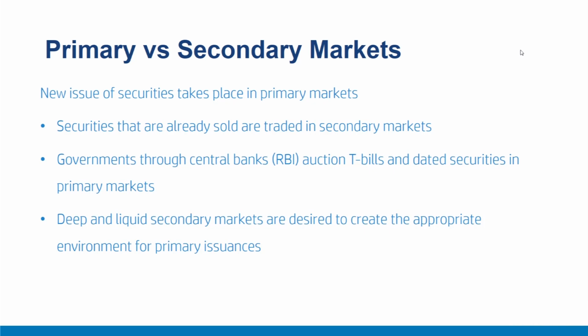For example, in India, fresh auctions of RBI would be called selling in primary markets, while secondary trading will take place on exchanges. It is desired that we have deep and liquid secondary markets to create an appropriate environment for primary issuances. So it's like a chicken and egg problem. If there are no good secondary markets that are liquid and deep, probably issuers would not look at such markets for primary issuance in a favorable manner.